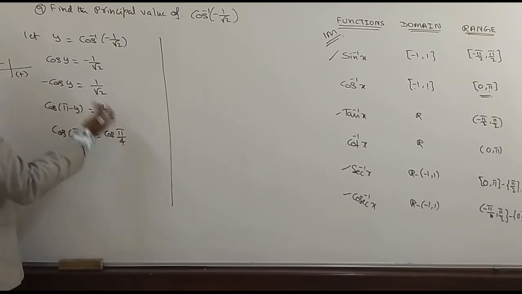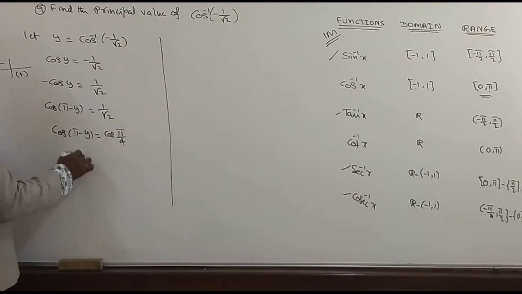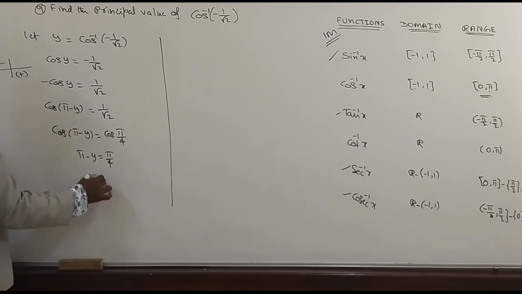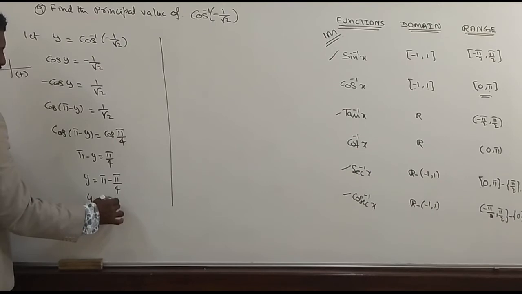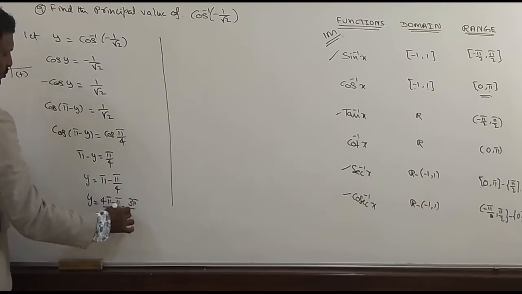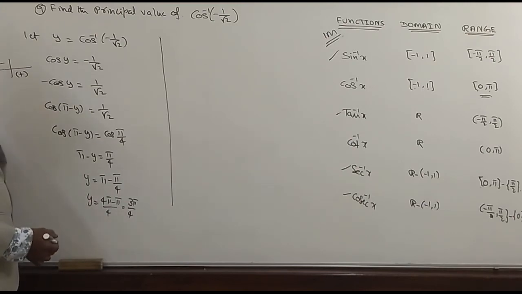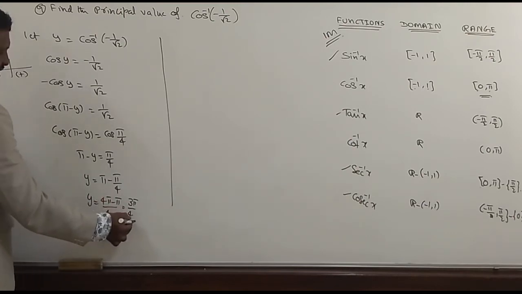Now minus y, take that side, we can write pi minus y is equal to pi by 4. Now pi by 4 take down left hand side, minus y take down the right hand side. So what we can write, y is equal to pi minus pi by 4. So y is equal to 4 pi minus pi by 4. So what we can write, 3 pi by 4. 4 pi minus pi, 3 pi. 3 pi by 4 we can write.